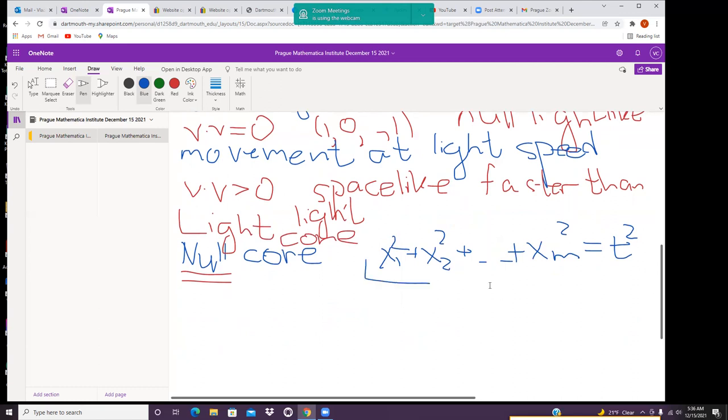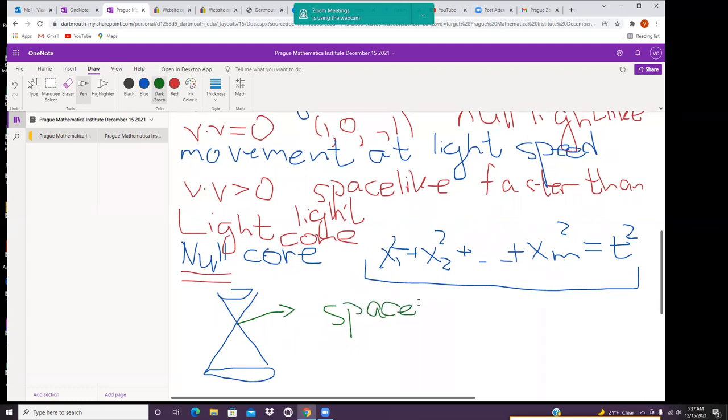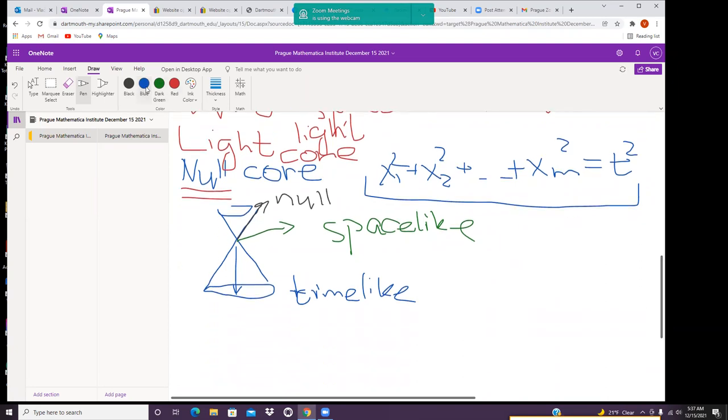So this, of course, is the equation of the cone. And if you ask yourself, how do the space-like vectors look like? The space-like vectors point outside of the cone. The null vectors are on the surface of the cone. And the time-like vectors point inside of the cone. So there is a natural question, what is time? What is future? And the answer is a little bit strange. Future is just a choice of one half of the cone.